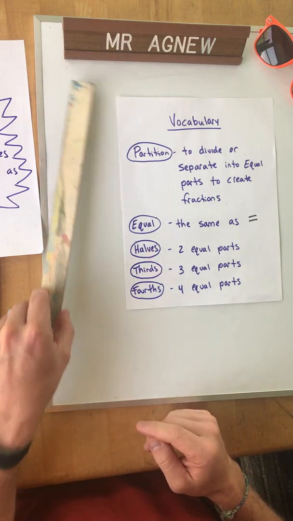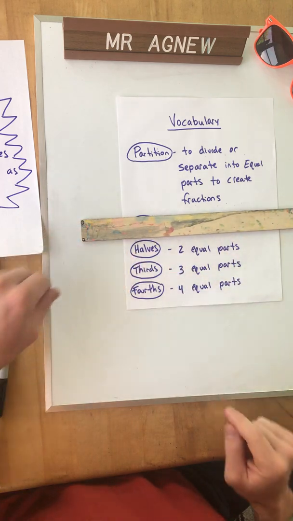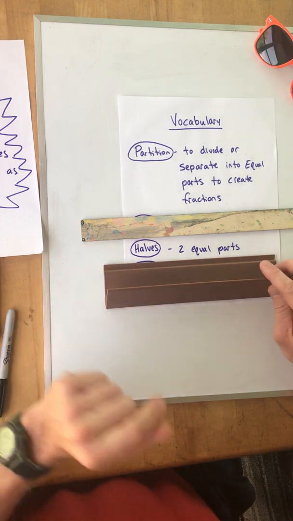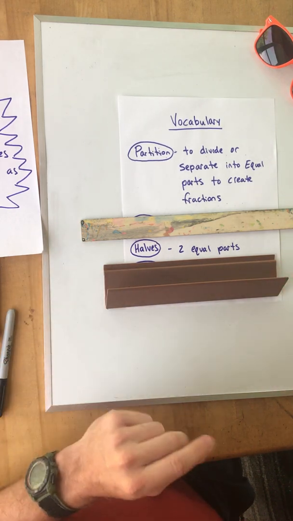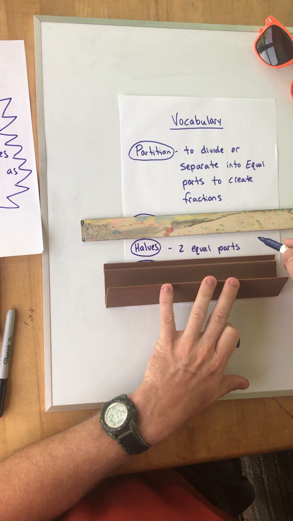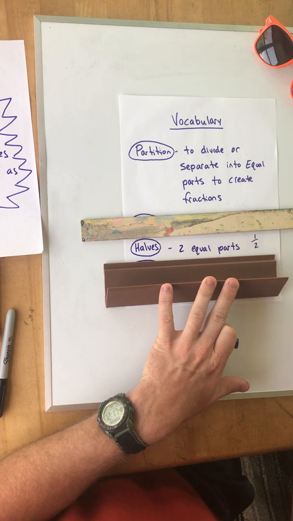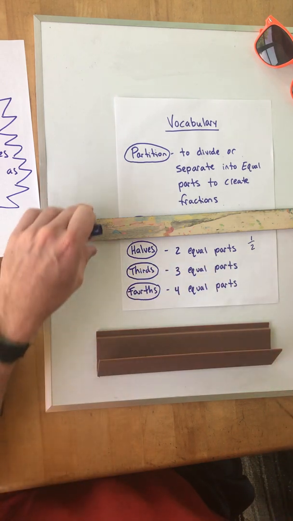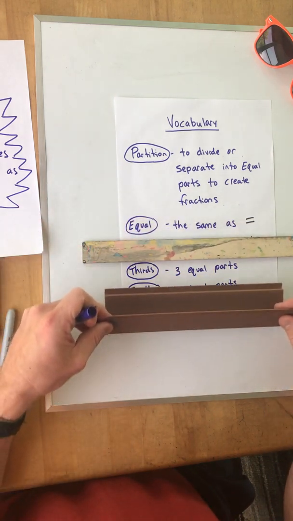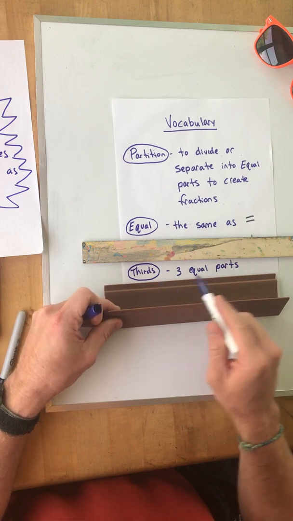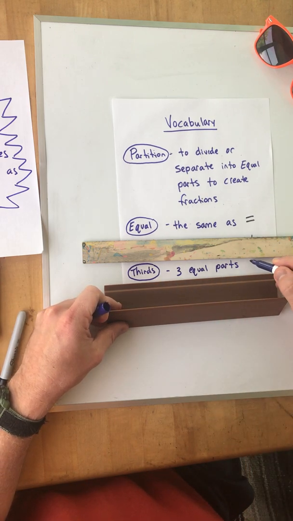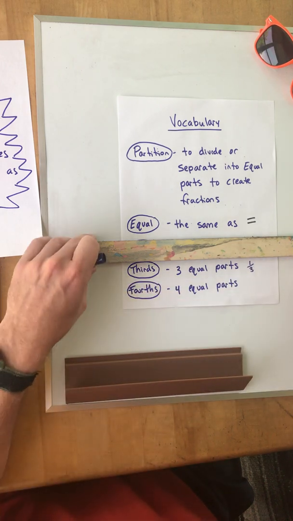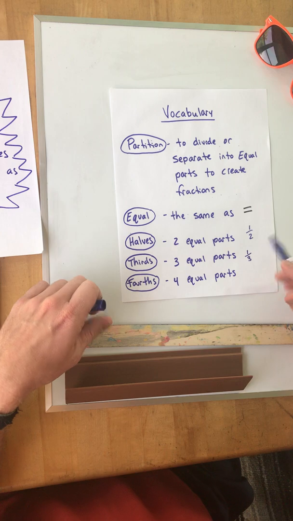Halves. Two equal parts. You may also see this symbol. Two equal parts for halves. For thirds, three equal parts. And you may notice this symbol right there. 1 out of 3. That would be 1/3.